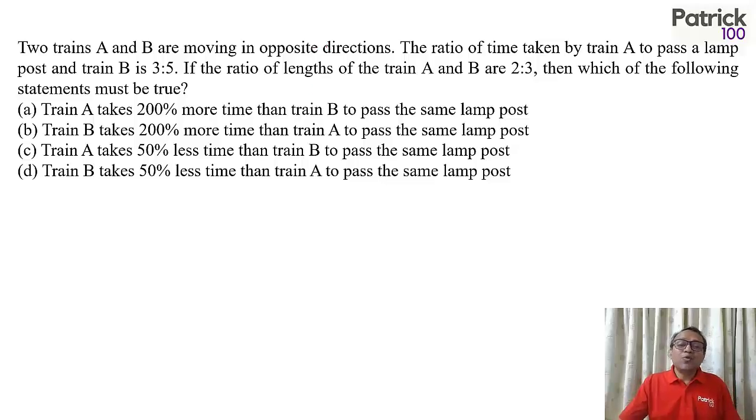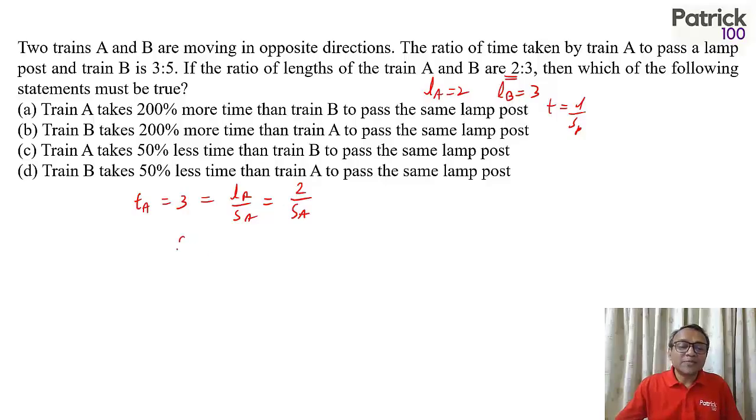Two trains A and B move in the opposite direction. The ratio of time taken by train A and B. Now time taken, I know, is distance upon speed. All the values are given in ratios and the answers are in percentage, so I can start by assuming something. Let me assume the length of train A is 2 and the length of train B is 3. Now if I look at the time taken by train A, let's say 3, which is nothing but length of A upon speed of A. Length of A is 2 upon speed of A. From that I get speed of A as 2 by 3.